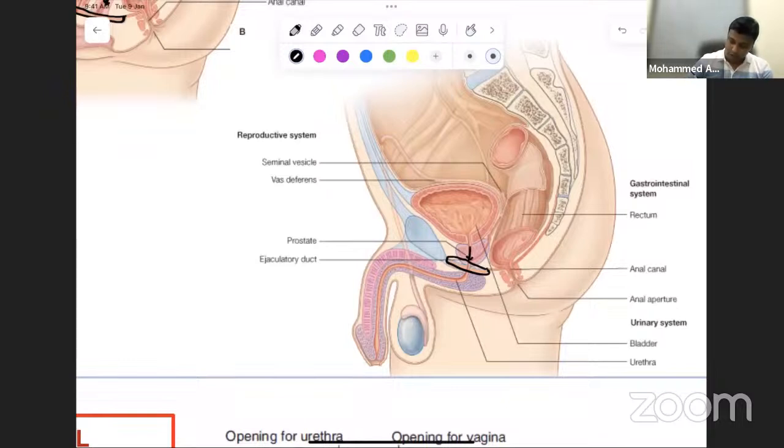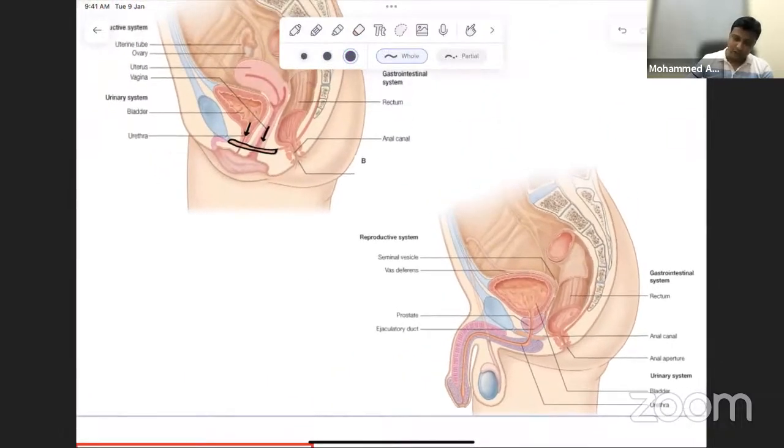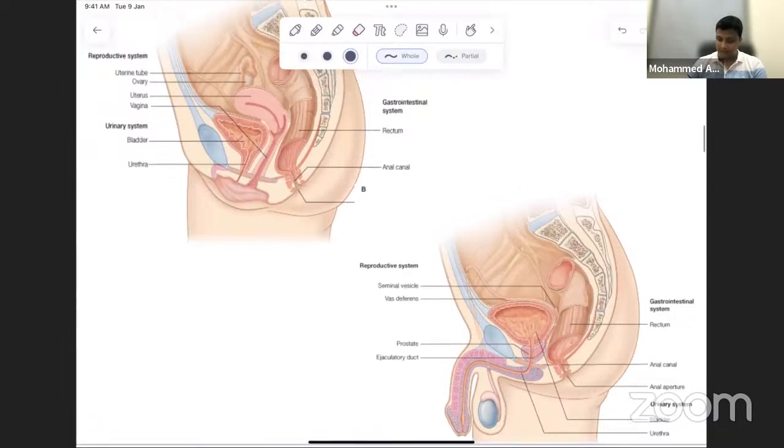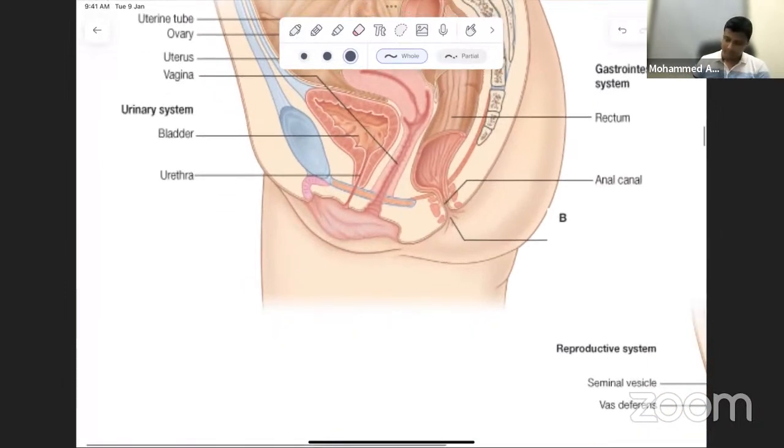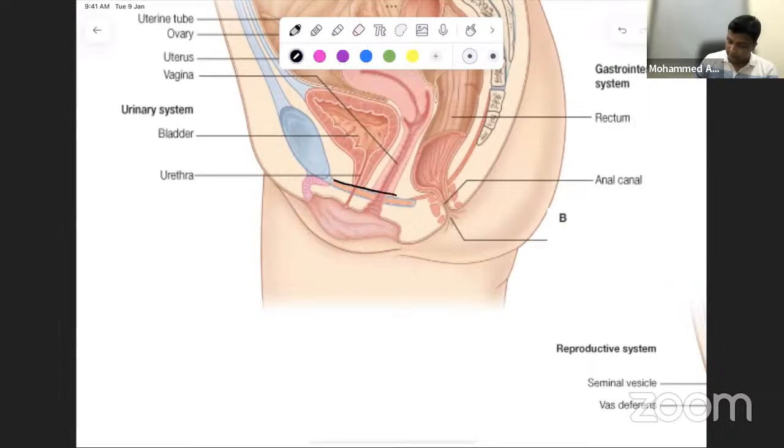Now, my dear doctors, once you have an idea about the pelvic diaphragm and urogenital diaphragm, from now onwards, if you look at this diagram of the male pelvis and the female pelvis, I hope you will be able to differentiate the pelvic diaphragm and the urogenital diaphragm. Now this urogenital diaphragm will have one fascia above and one fascia below. The fascia above will be the superior fascia of the urogenital diaphragm.